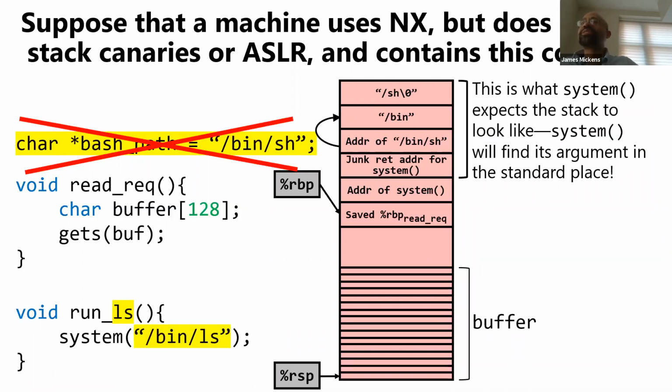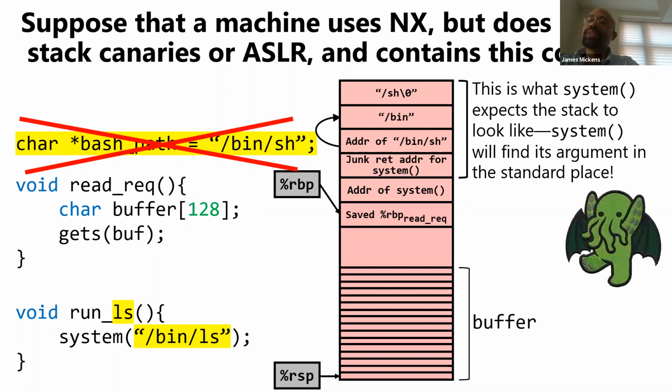So what do we see? Once again, the attacker has set up a stack configuration that is reasonable for system to consume. This is what system would expect the stack to look like during the first instruction that system executes. So once again, Cthulhu wins.